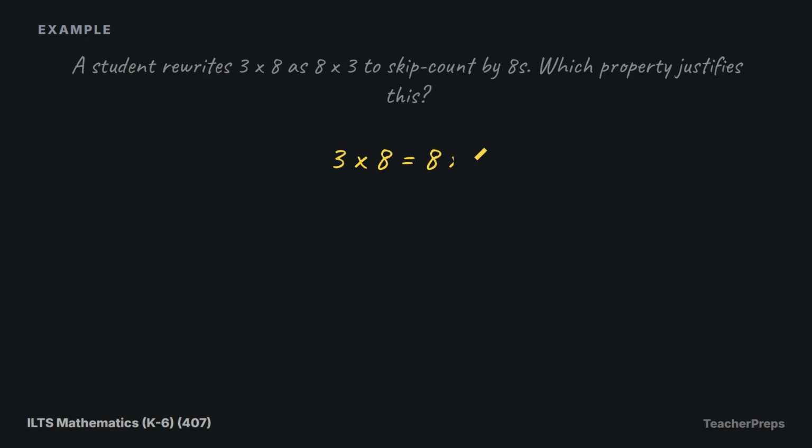The commutative property of multiplication says the order of factors does not change the product. The student finds it easier to skip count by 8 3 times. The property confirms the result is identical.